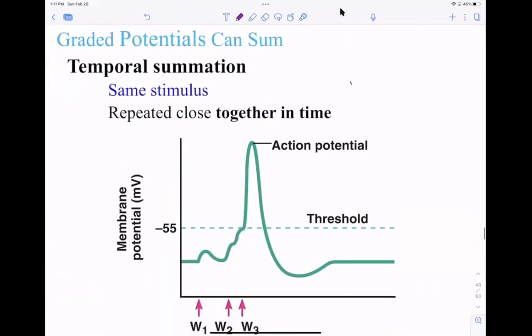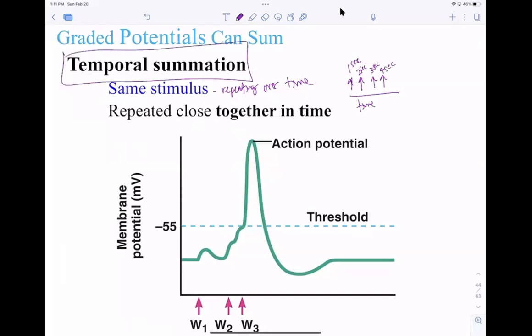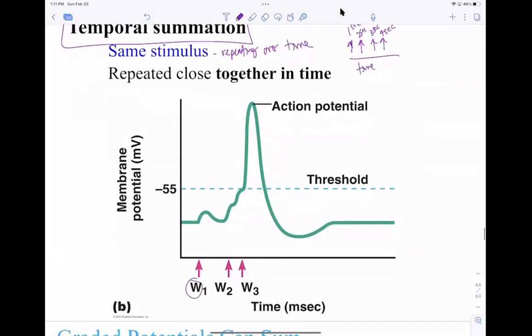So for graded potentials, there's temporal summation. What that means is it's the same stimulus repeating over time. That is to say, if I were to stimulate and then again, same one, and then again, same one, and this is time, right? So I do this at 1 second, and I do this at 2 seconds and 3 seconds. Same stimulus, I'm just doing it repeatedly over time. That is temporal summation. It's the same stimulus. I'm just doing it one time, two times, three times.